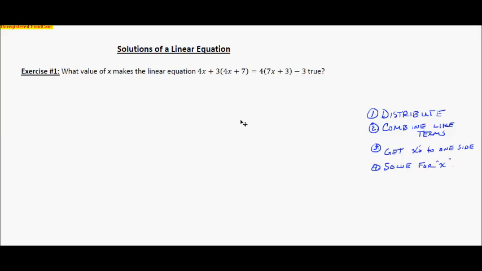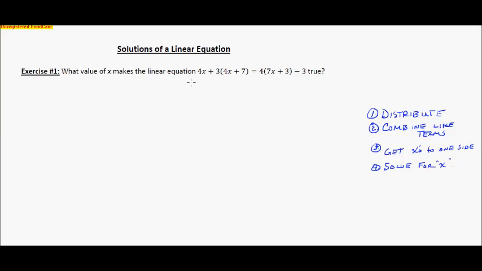Hi everyone, the name of this video is Solutions of a Linear Equation, and basically we are doing very similar things than what we've done before. And you see I have this list over here still, but the equations are a little longer, a little more difficult today, but really not too much. We're gonna do a little more of distribution and combining like terms.